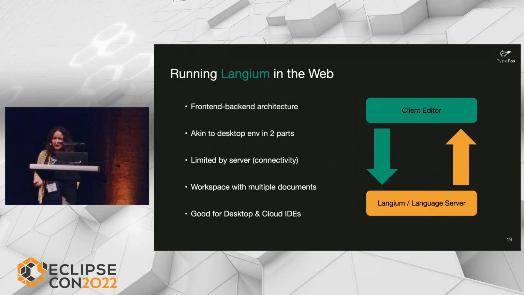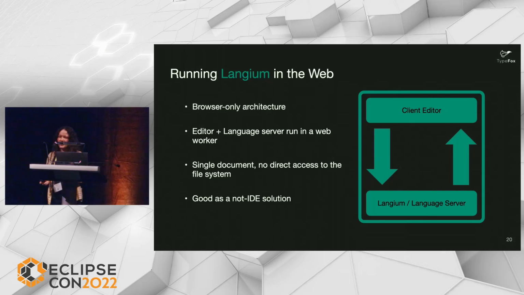Another architecture is the browser-only architecture. In this case, you have an editor and a language server that runs in a web worker, and everything works in the browser, and it's very nice because it's in some sense more stable. But as a property, it can work only with one single document. Theoretically, you can pull in some other documents, but you need to use more interesting mechanisms. Basically, it has no direct access to the file system. And actually, it's good for all no-IDE solutions. So when you want, for example, a playground for your website, it's a perfect solution.